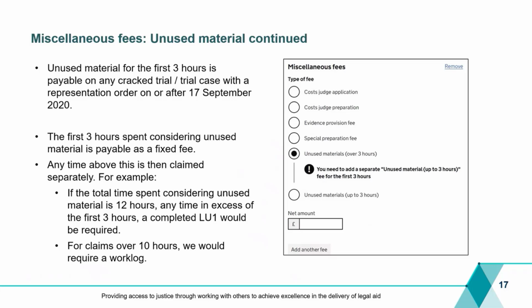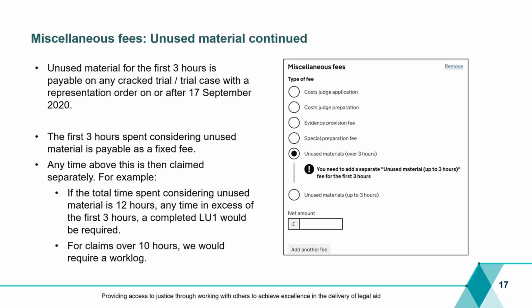Unused material can be claimed on any claim with a representation order on or after the 17th of September 2020. This is split into two parts. The first 3 hours spent considering unused is payable as a fixed fee. Any time above the first 3 hours can be claimed by providing a completed LU1 form with the claim. Claims over 10 hours would also require evidence such as the work log and unused schedules and anything else the determining officer may need.